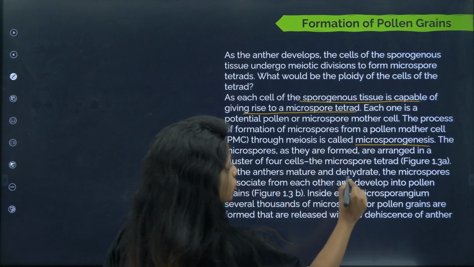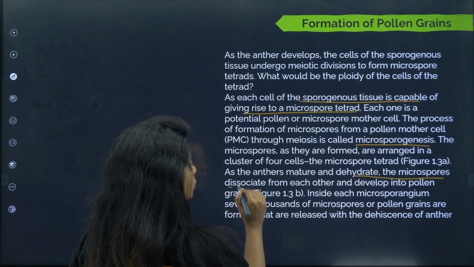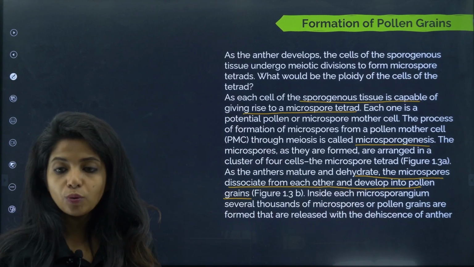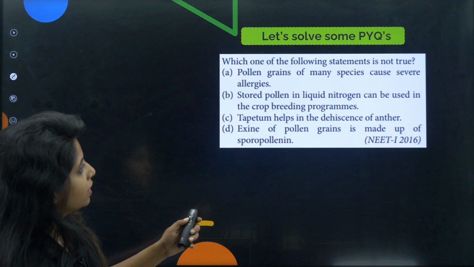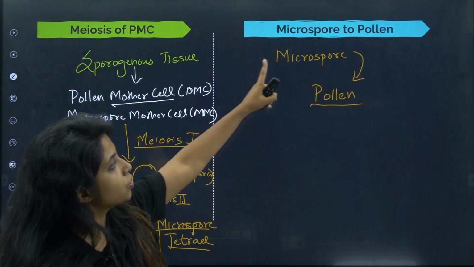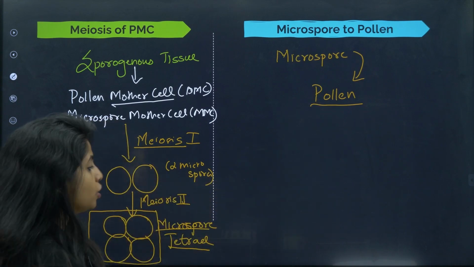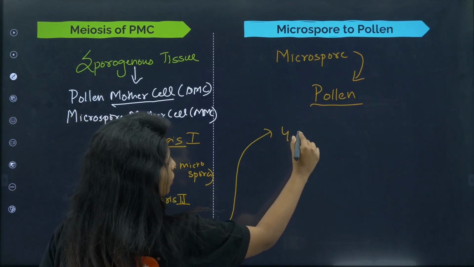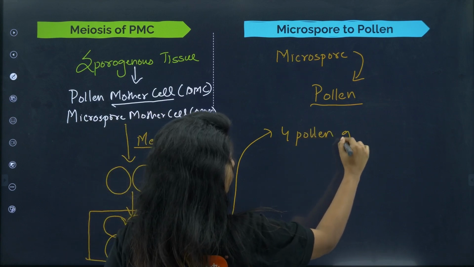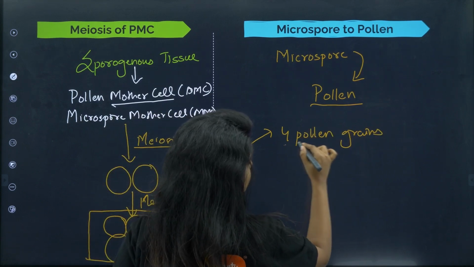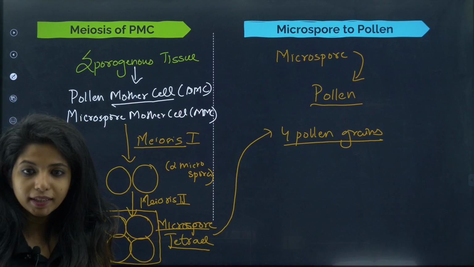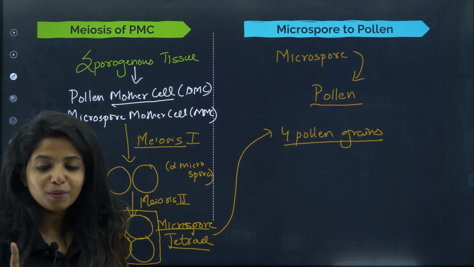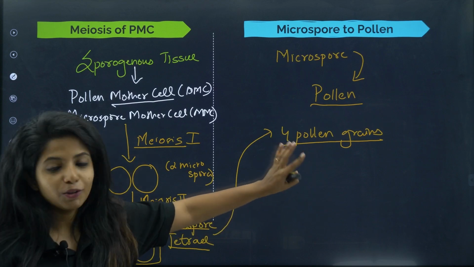As the anthers mature and dehydrate, the microspores dissociate from each other and develop into pollen grains. Develop into what? Pollen grains. So, these structures that you see over here are just going to form what? Pollen grains. So, basically from a microspore tetrad, how many of them can you receive? 4 pollen grains. Okay. Now, still, do you have the male gamete? No. Still, you do not have the male gamete.